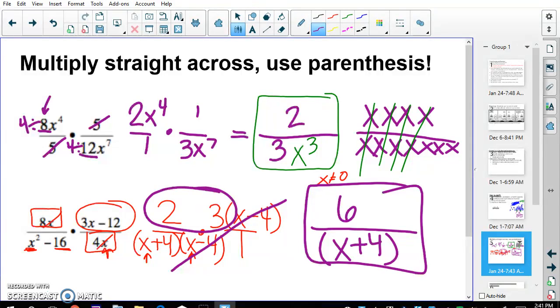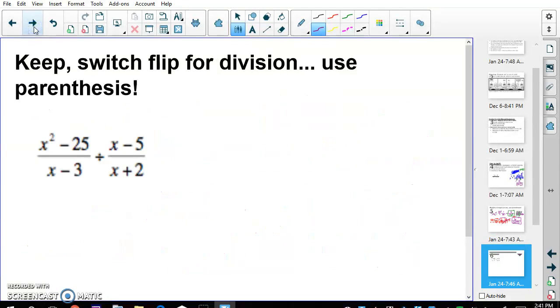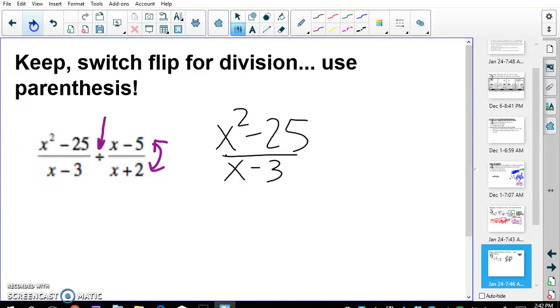All right, last but not least, let's try a couple of dividing ones. Just one. All right, when you're dividing rational expressions, dividing any kind of fraction, you keep the first one, you switch your division, and then you flip these guys. So I'm going to rewrite that all as x squared minus 25 over x minus 3. Put a parentheses around that because you can't fix it yet. Then make it into a times.